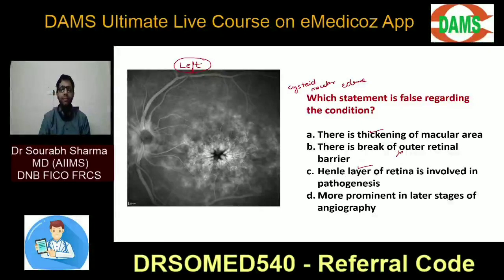Henle's layer. And I told you, it is more prominent in late stages. You can see the dye is almost over. You see, the dye is already leaving the eye almost. So in late stages it is seen, more prominent in the late stages. So it is a break of the inner barrier. So B is the answer of this question.